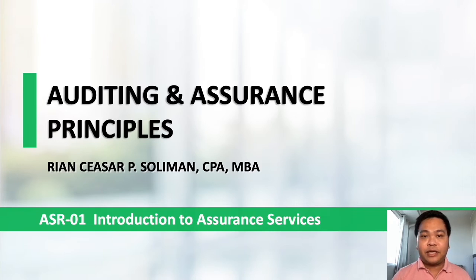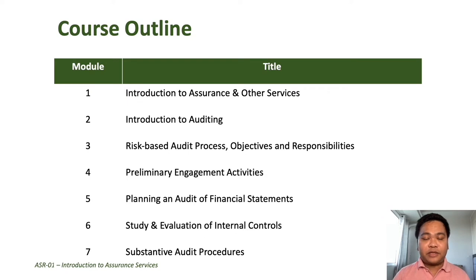Our first topic for today is ASR 01, Introduction to Assurance Services and Other Services of the CPA. Here's the outline of the topics that we will discuss under this course. The first three topics will discuss the framework for auditing and assurance services. The first topic is the introduction to assurance and other services of CPAs, followed by introduction to auditing, and finally, introduction to the risk-based audit process, including the objectives and responsibilities related to performance of the audit function.